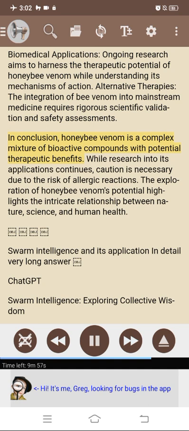In conclusion, honeybee venom is a complex mixture of bioactive compounds with potential therapeutic benefits. While research into its applications continues, caution is necessary due to the risk of allergic reactions. The exploration of honeybee venom's potential highlights the intricate relationship between nature, science, and human health.